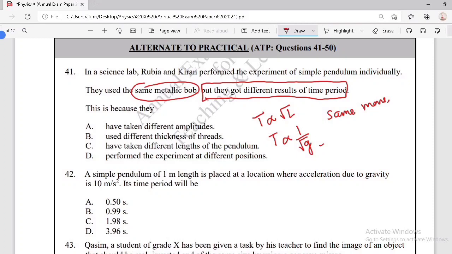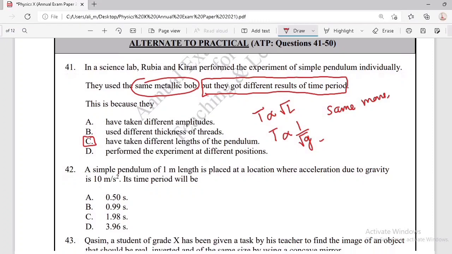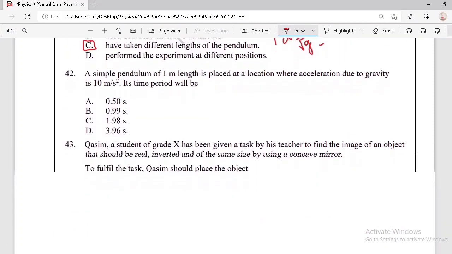So if they have got different results for the time period, this means that both students have got a different length of the pendulum. So the correct answer for this question number 41 would be option C, that they have taken different lengths of pendulum so that they have got different time periods.